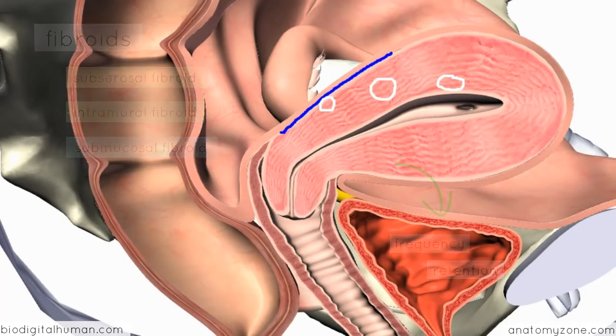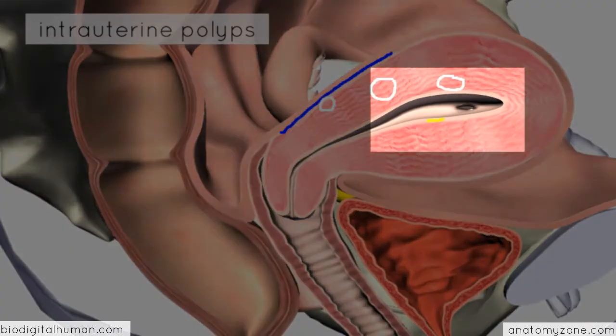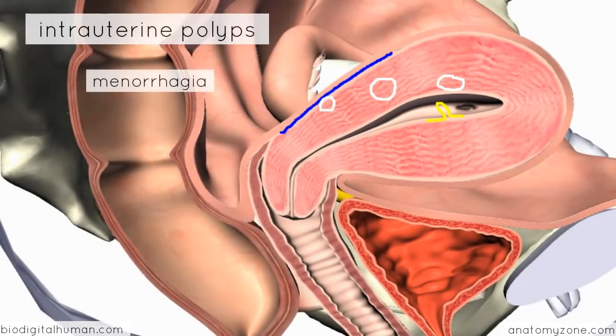Polyps are benign tumours which grow into the cavity of the uterus. Intrauterine polyps are generally endometrial in origin, and they just grow out into the cavity itself of the uterus. Similarly, these cause menorrhagia, and they can also be responsible for intermenstrual bleeding.